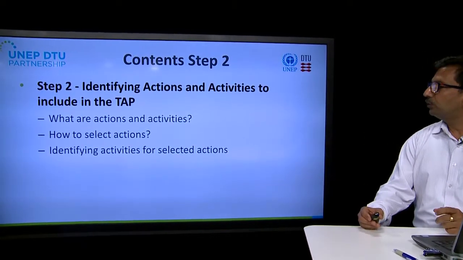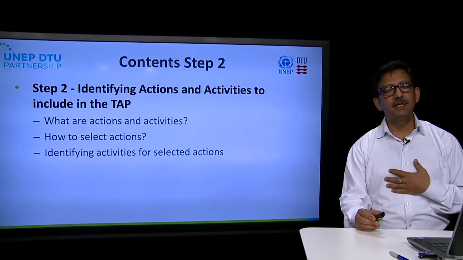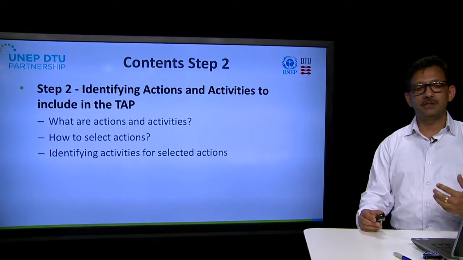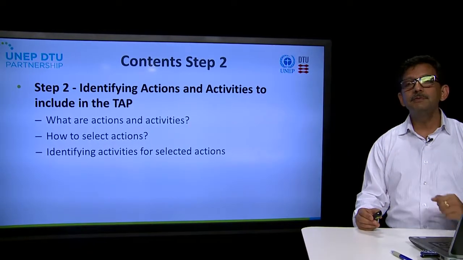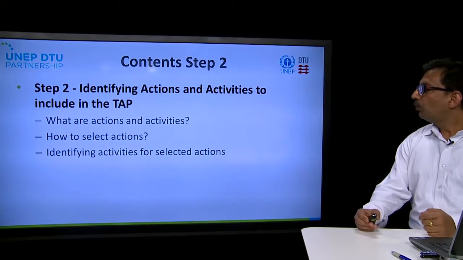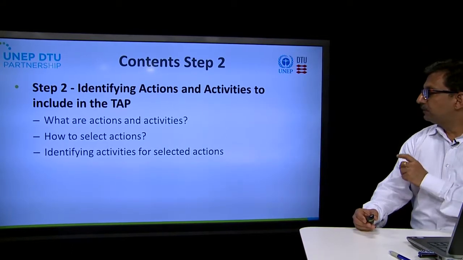We look into this issue of what are the actions and activities that we include within a technology action plan, and how do we select these actions from the majors, and thirdly, how do you identify the activities for selected actions.